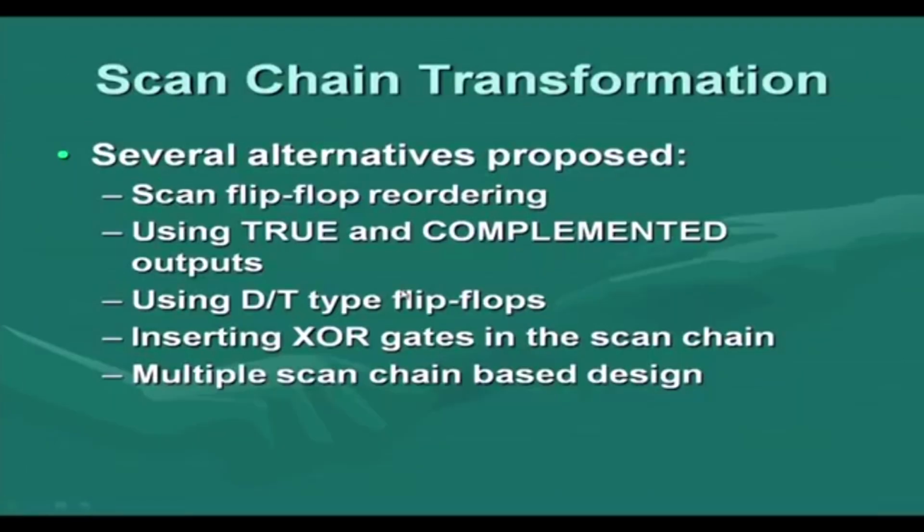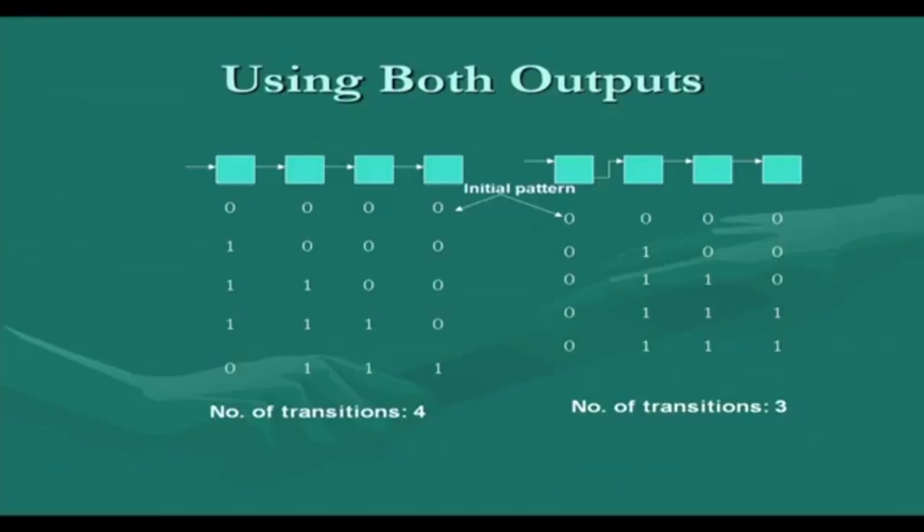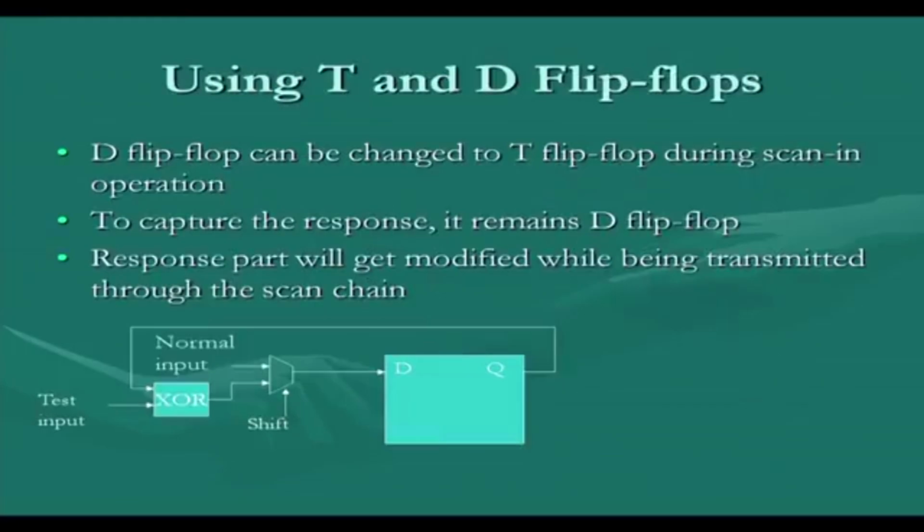Next, we will look into the scan chain transformation techniques. While discussing power management techniques, we have seen that there are some approaches for minimizing scan power: scan flip-flop reordering, true and complemented outputs, D-type flip-flops, inserting XOR gates into the scan chain, and multiple scan chain based design. Each of them has an effect on the thermal part as well. Using both outputs, we have seen this example previously, the number of transitions gets reduced.